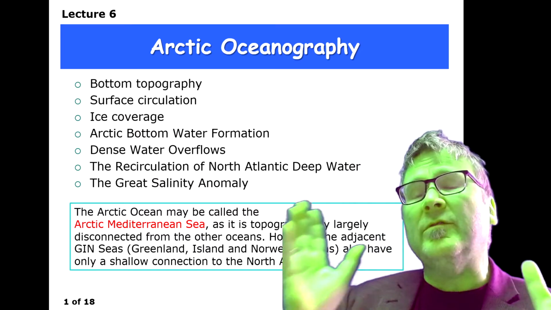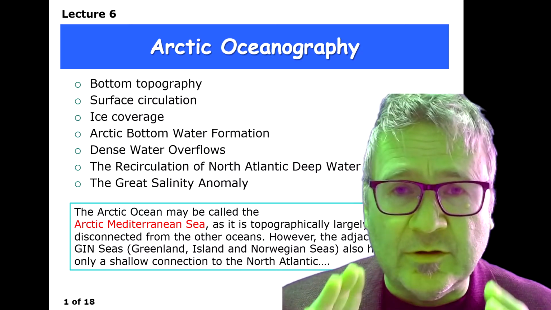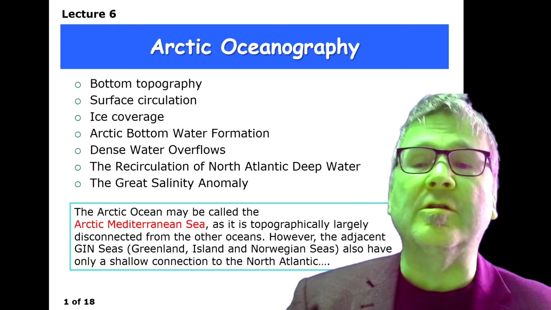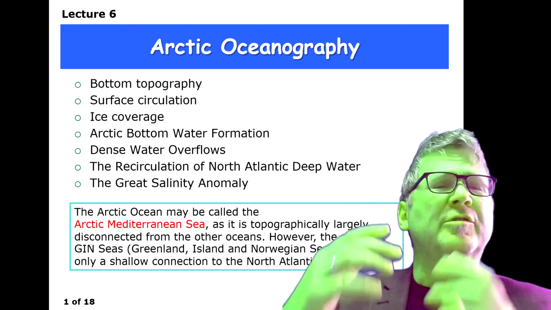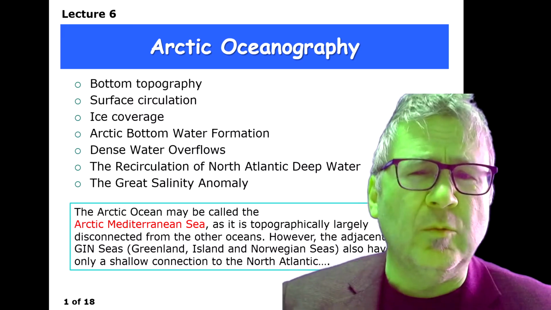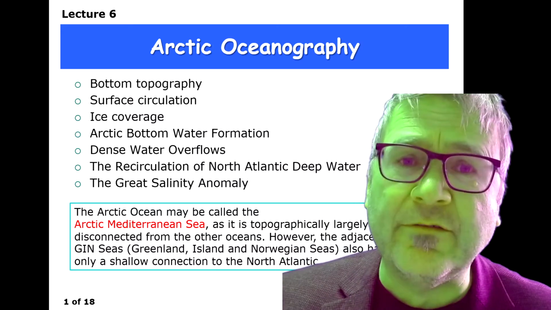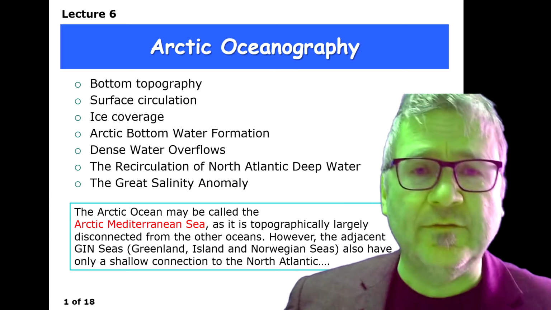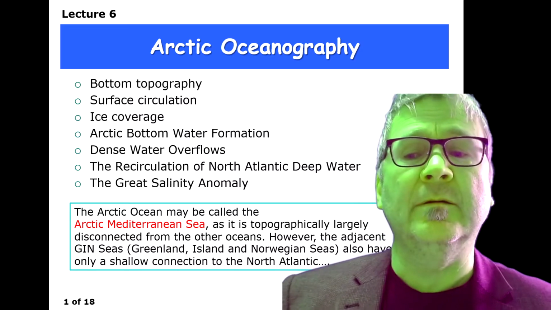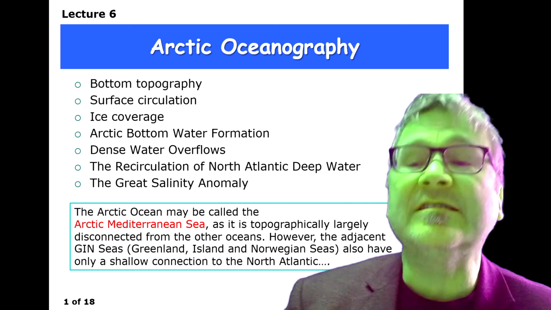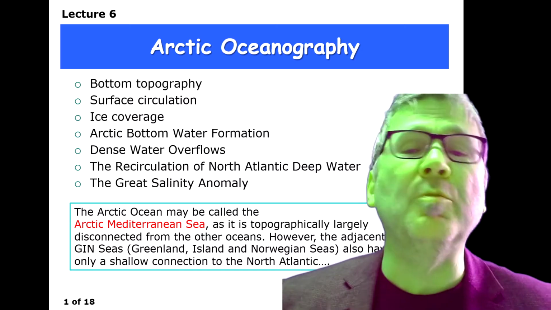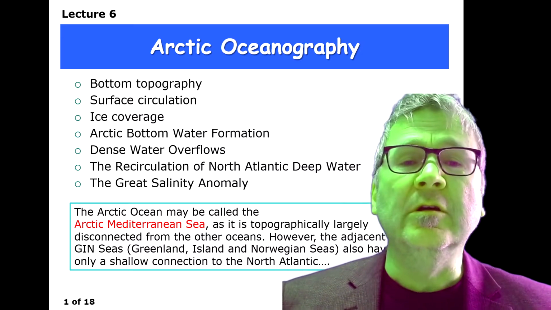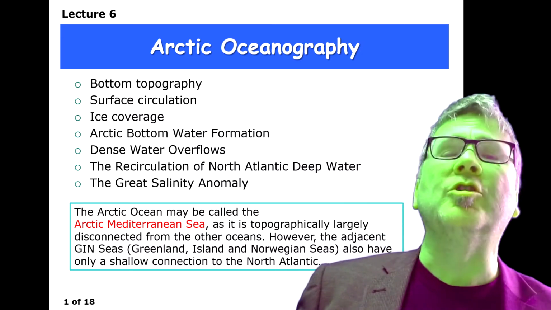topography. Because if you're just looking at the bathymetry, you can already guess what the main connections to the ambient oceans are. When we talk about the surface circulation, well, the Arctic Ocean is ice covered most of the time. Okay. How can you determine the surface circulation? So then I talk about the ice coverage, and we talk about Arctic bottom water formation, formation of bottom water in the Arctic Ocean, and then actually the dense water overflow.